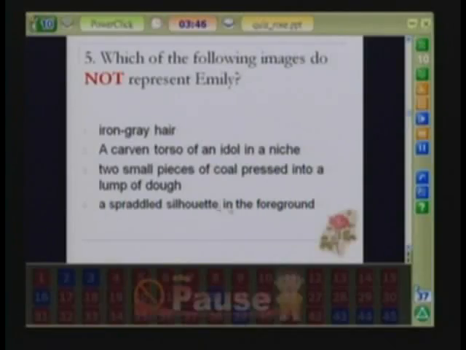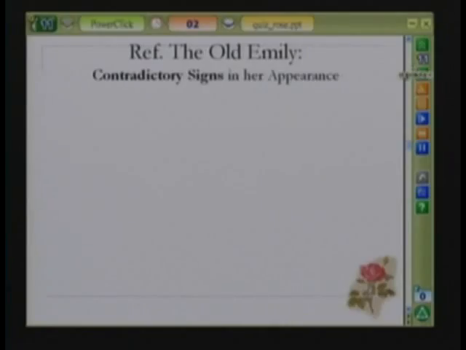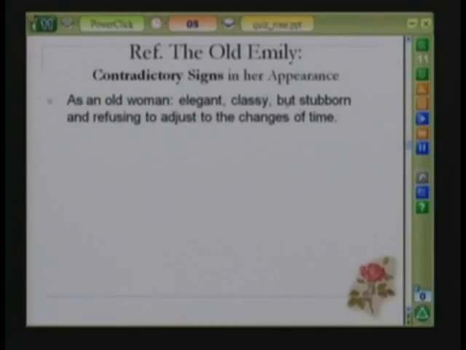Yeah, spraddle silhouette is not Emily but her father. This is the image the townspeople have of Emily and her father: that her father is always in between, Emily a slender white figure in the back, and the father. Straddle is not a frequently used word. Usually we use straddle. 就 straddle 和 spraddle 实际上同一个字，就是跨坐的意思。Spraddle silhouette 就是那个黑影，侧面的黑影。Okay, so this is for your reference. Contradictory signs of Emily: elegant, classy, but stubborn.